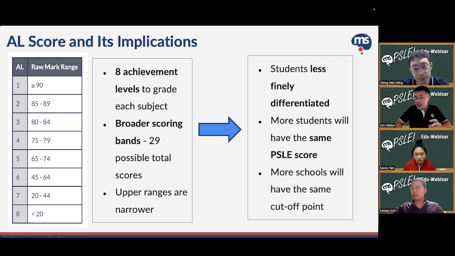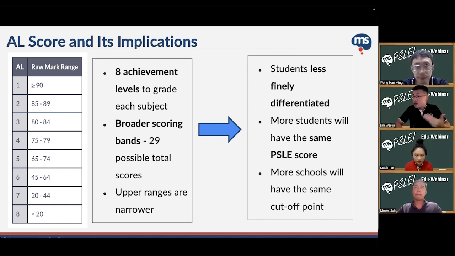Okay, so you can see here, somebody who does really well, like 90 and above, that will actually be an AL of 1. And you can see generally, the lower the AL score, the better the performance of the child. So that's how we look at it. And under this system, the AL score for each subject, we will then combine together as a total tally based on the 4 subjects that you take: English, mother tongue, mathematics, and science. You combine the AL scores together, and that will be your overall AL score.